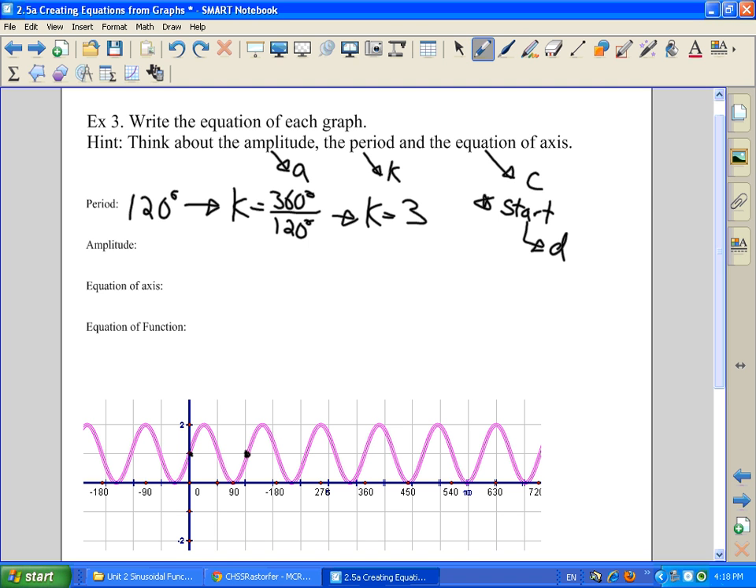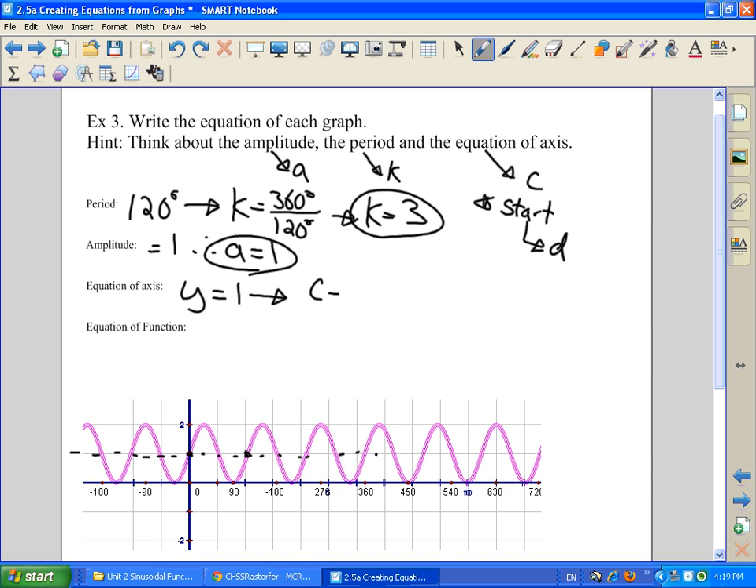Amplitude, let's take a look from its axis, which is y equals 1. How far are we going up to the maximum or down to the minimum? Amplitude equals 1, therefore A equals 1. So I'll just circle these important pieces so we know when to substitute it. Equation of axis, ladies and gentlemen, that is y equals 1. What does that tell us? That C equals 1. So the only other part we have to take a look at is our starting point.